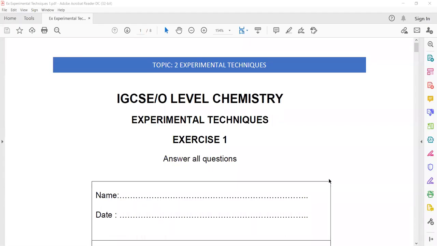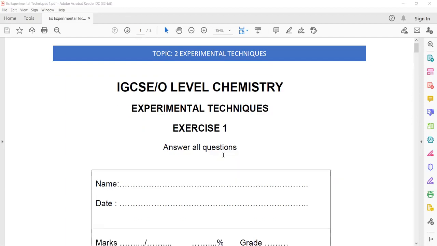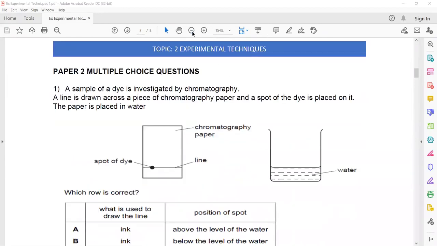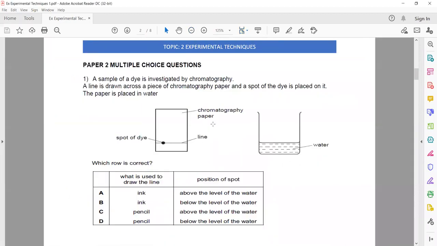So this one is the weekly homework of chemistry, the experimental techniques exercise 1. In this session, I will discuss the MCQs as well as the structure questions related to the topic.